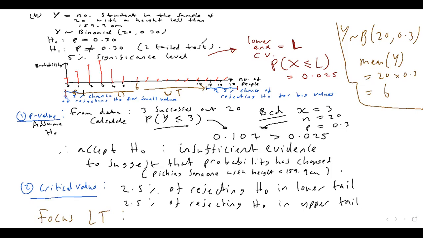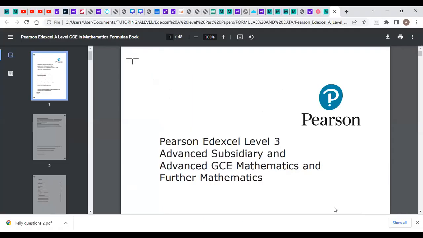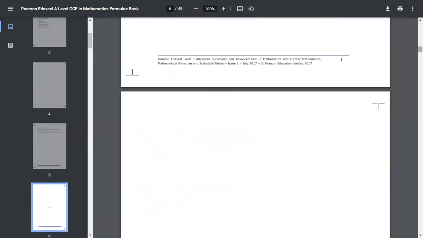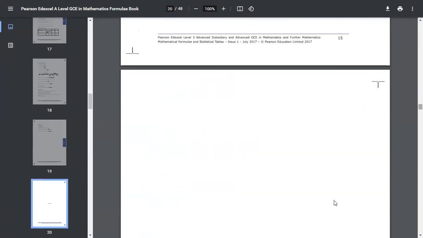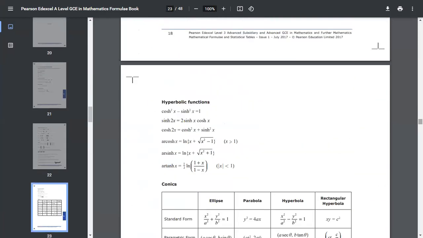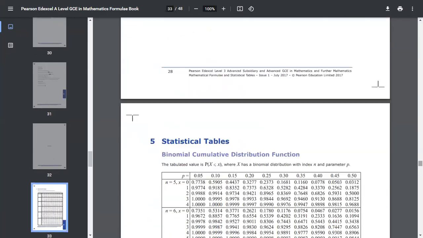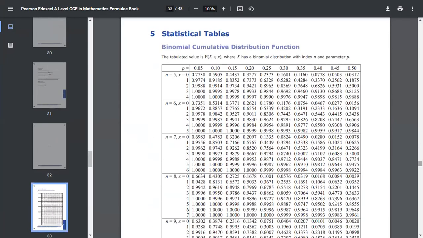Now, I've got this up on one of my tabs, this tab here. Right, let me share my screen with you. So this is the Edexcel formula book with all your stats tables. Again, if you're AQA, just bear with me, I will go through this if you're an AQA student. Now, you're going to go down to your stat distributions, and there we go, your statistical tables.